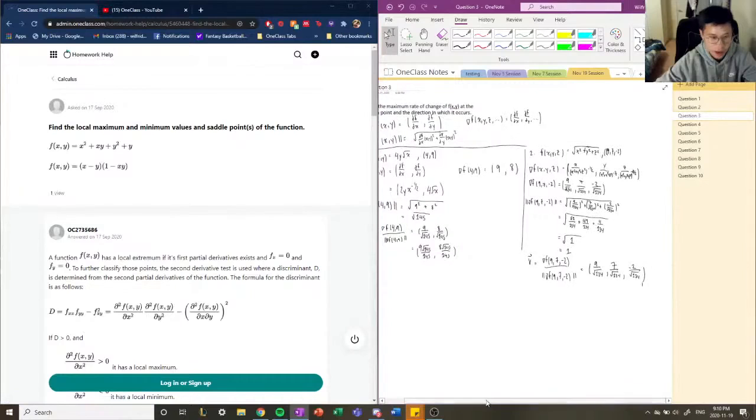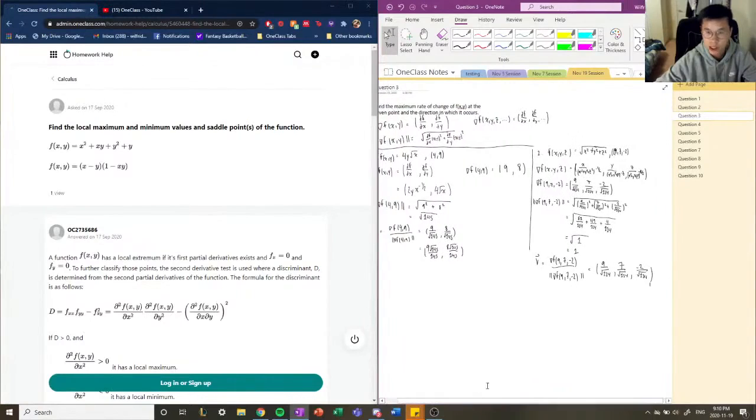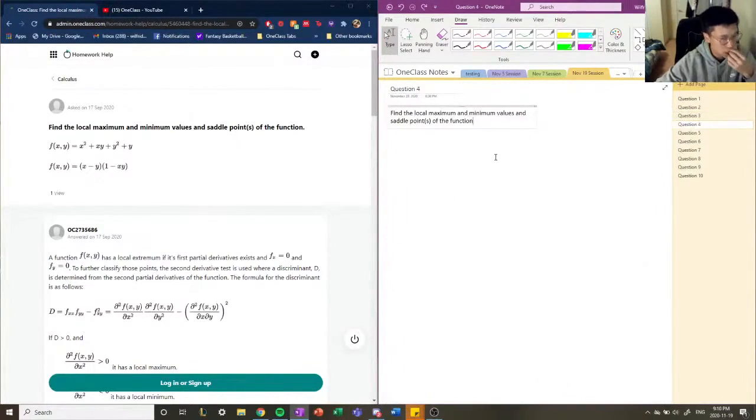Let's move on to question number 4. I'm sorry for the small writing. I'll try to figure out how to expand the board as I continue to do these longer questions. All right, so the next question is find the local maximum and minimum values and saddle points of the function, and they provide us with 2 functions again.